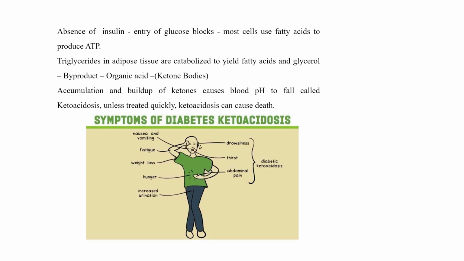Other complications generally seen once ketoacidosis forms: nausea, vomiting, fatigue, weight loss, hunger, increased urination, drowsiness, thirst, abdominal pain. All these are common signs and symptoms seen in diabetes mellitus. So what you have to remember is that there is no entry of glucose, and in that case our body cells start to utilize fatty acids and triglycerides, and the byproduct is called ketone, and the accumulation of a large number of ketone bodies leads to ketoacidosis.